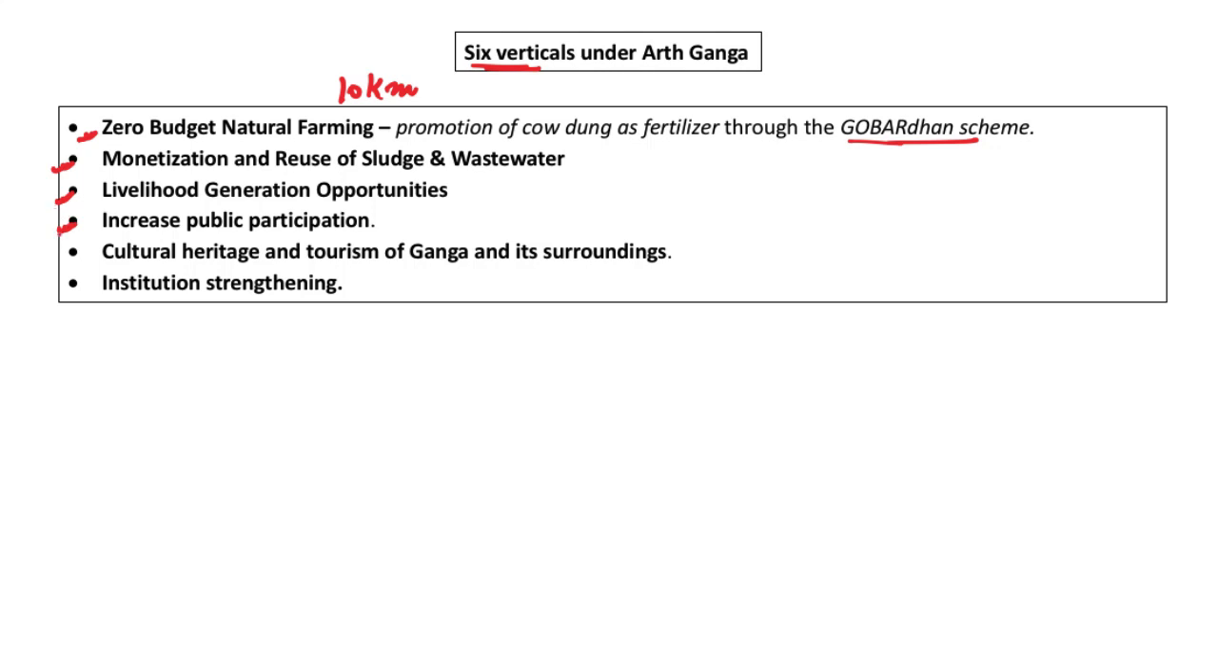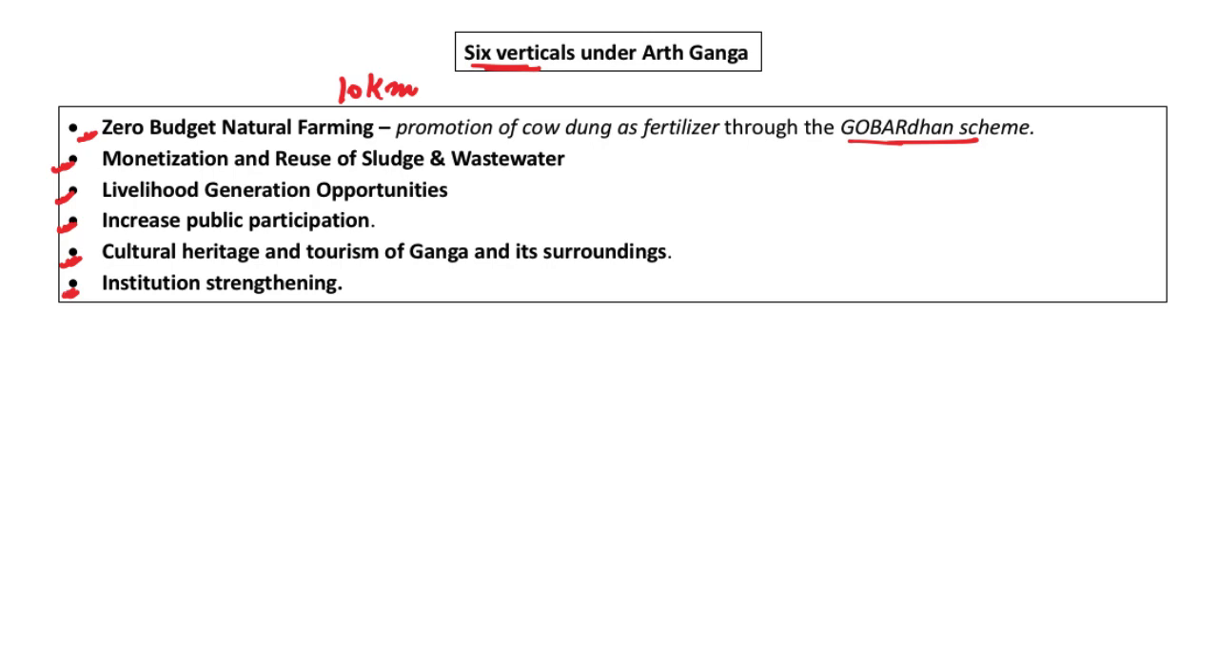The model also wants to promote the cultural heritage and tourism of Ganga and its surroundings through boat tourism, adventure sports, and by conducting yoga activities. Lastly, the model seeks to promote institution building by empowering local administration for improved water governance.